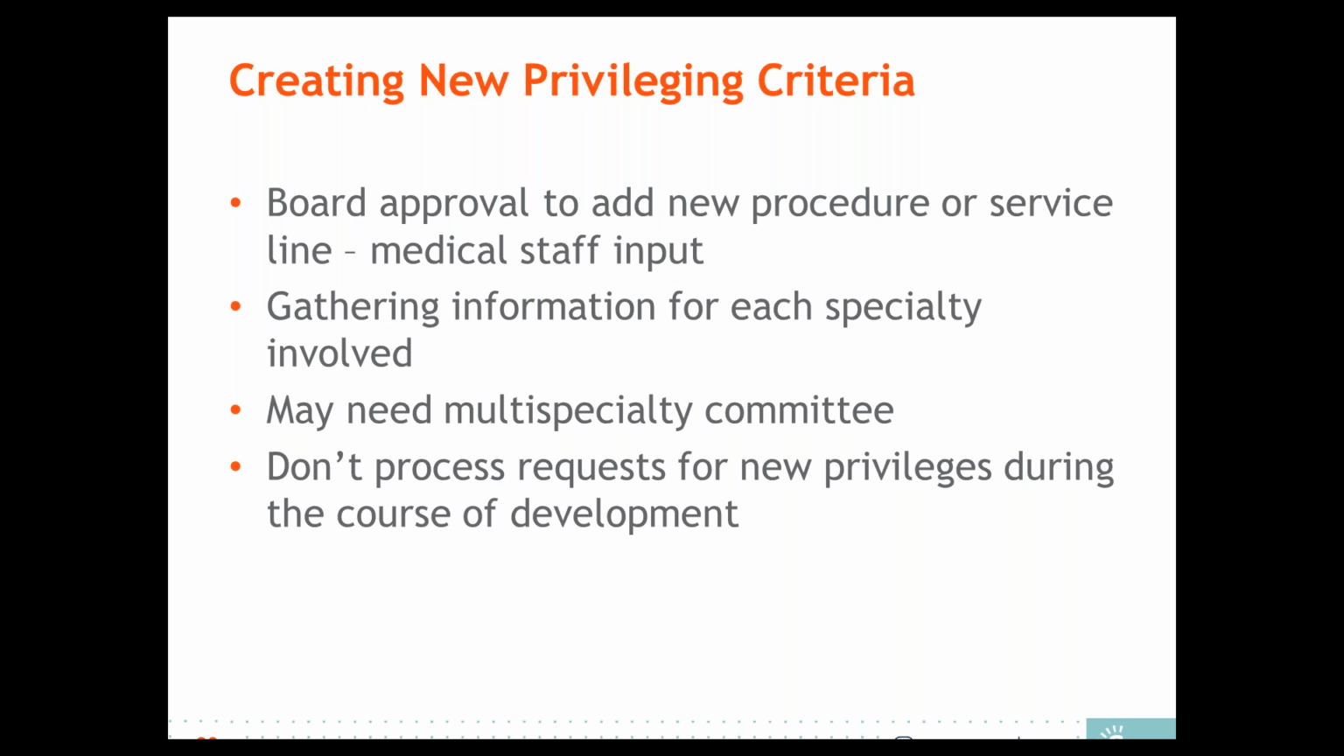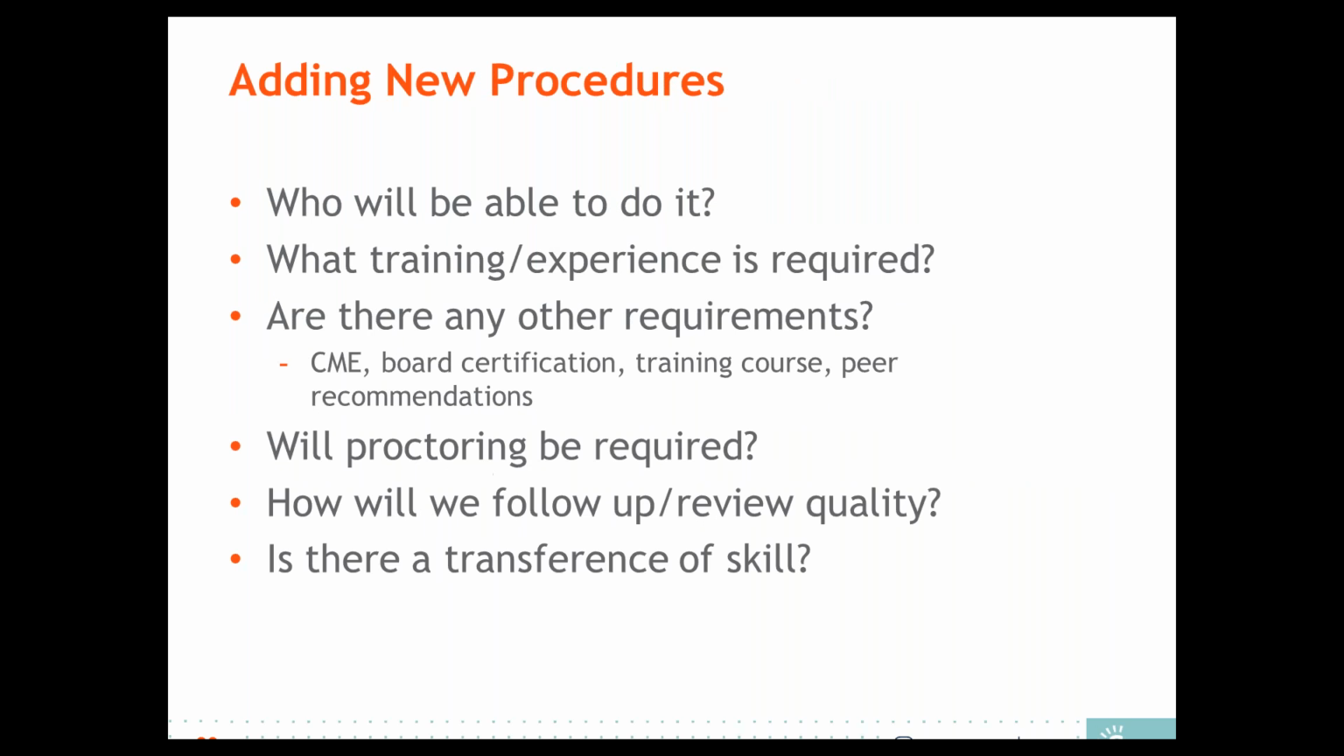Everybody who's doing the procedure needs to meet the same criteria. You can't have two separate types of criteria for two separate specialties. There should be one set of criteria for everyone who wants to do that procedure. And of course, while you're developing those procedures, you don't process requests for new privileges. You wait until that criteria is developed and approved before you do that.